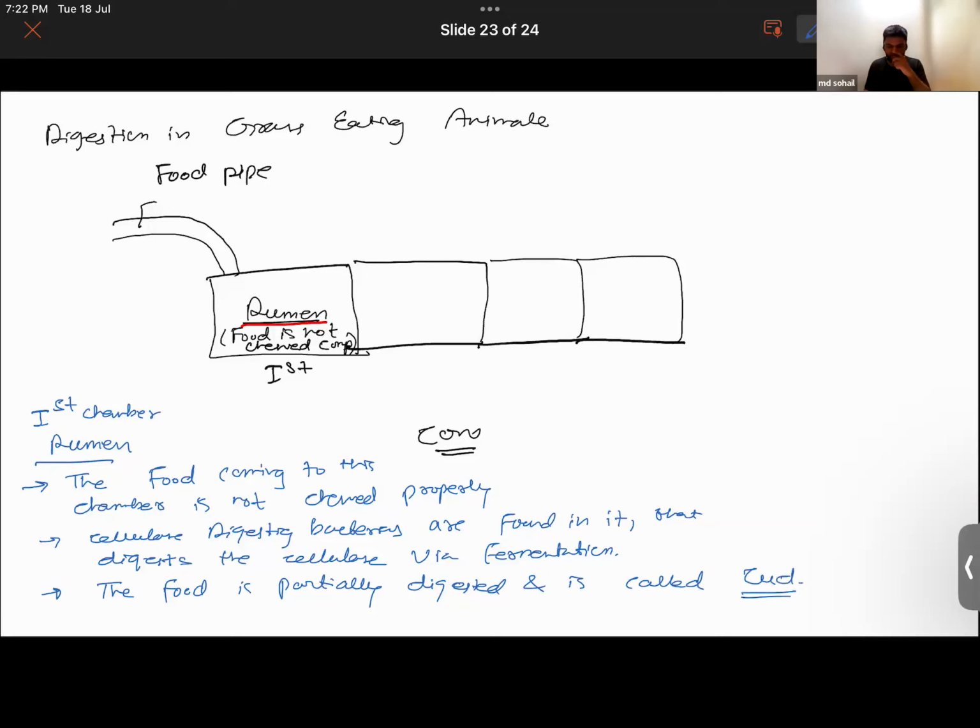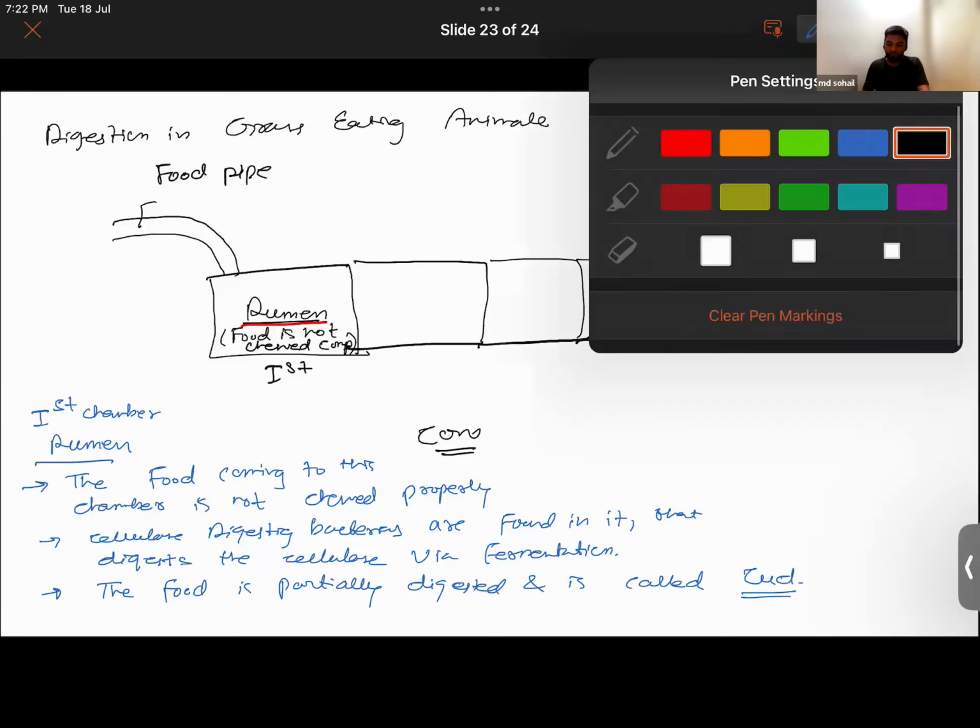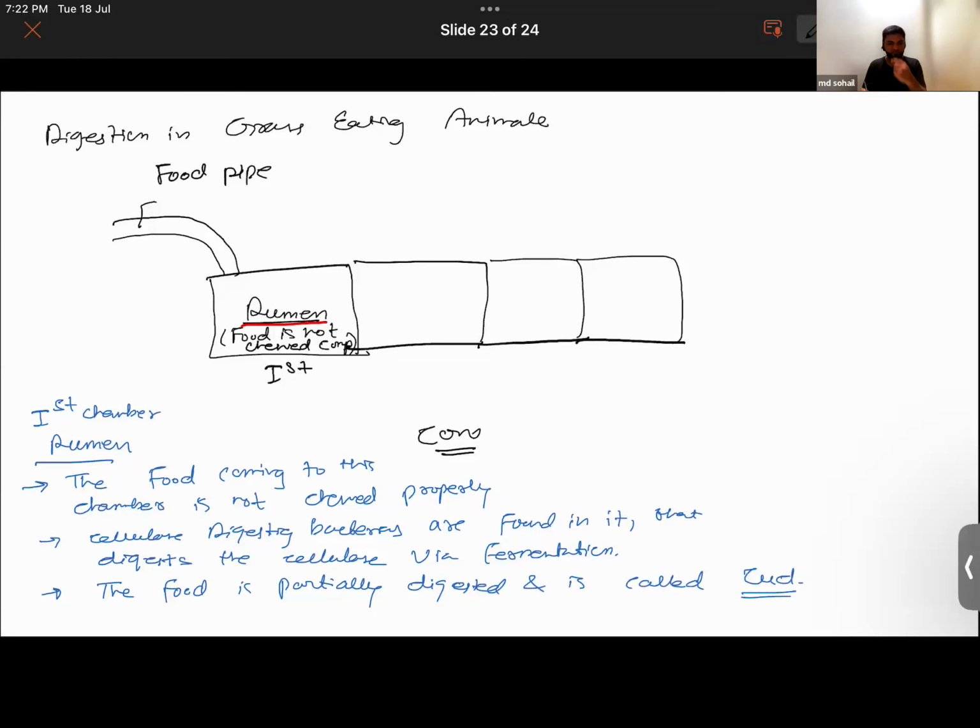Remember the terms very carefully, like curd, like rumen. These are very important. Now let's talk about the second chamber, which we will come to later. Let's first talk about what happens to the food now. So this curd, which was in the rumen, is brought back into the mouth of the cow. From the rumen, the food comes back to the mouth of the cow, and the animal will start to chew it again.